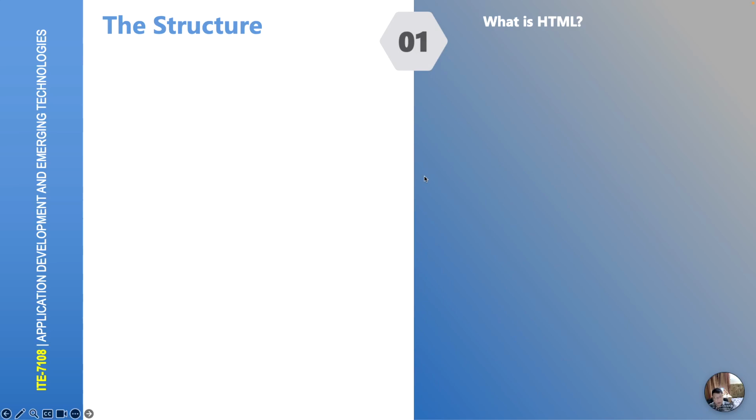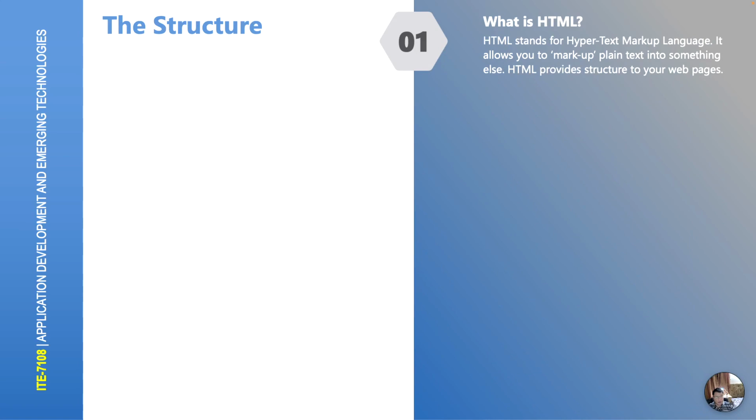First, what really is HTML? HTML stands for Hypertext Markup Language. It allows us to mark up the plain text into something else. This provides structure to our web pages. HTML is a technology that allows us to specify the structure of the visual elements, sometimes referred to as the user interface of a web application. An HTML file is just a text file with extension .html or .htm.